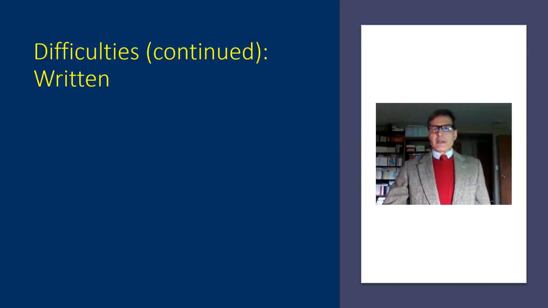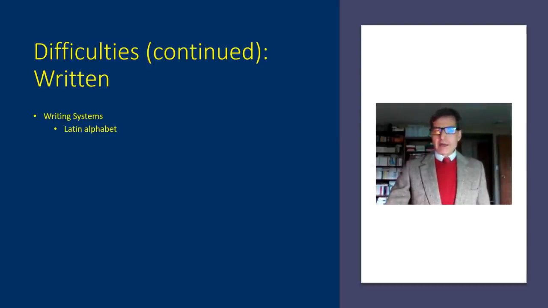Continuing with some of the written difficulties that he talks about, and adding quite a bit here on my own, he talks about writing systems, and the ways that what we're looking at right now is the Latin alphabet. English is written in the Latin alphabet, and it is the most common alphabet in the world, so if you're an English speaker, that might seem like a good thing. You don't have to learn a new alphabet.